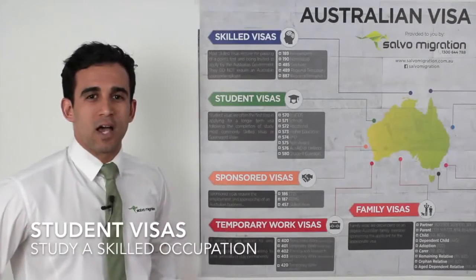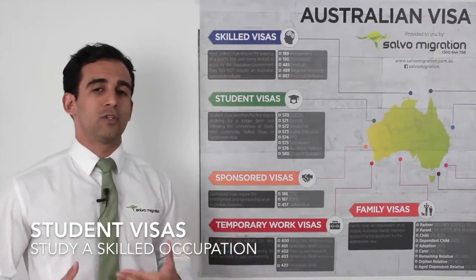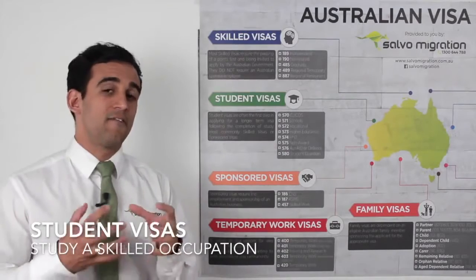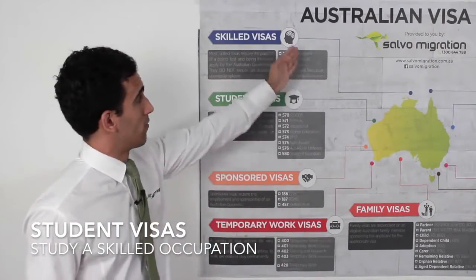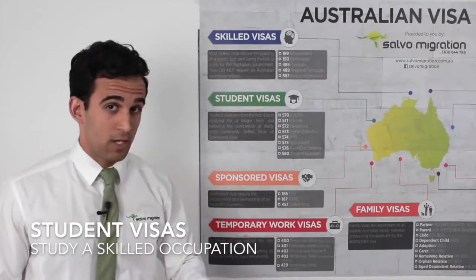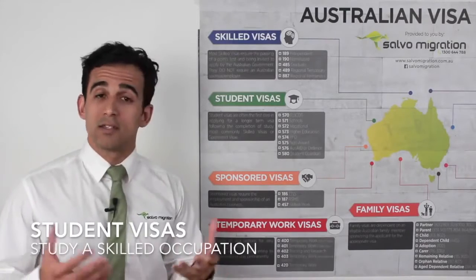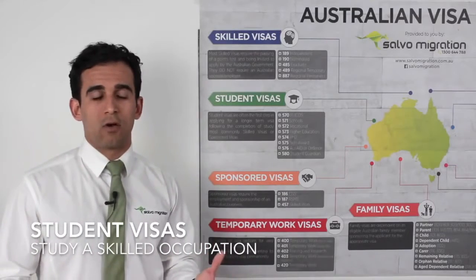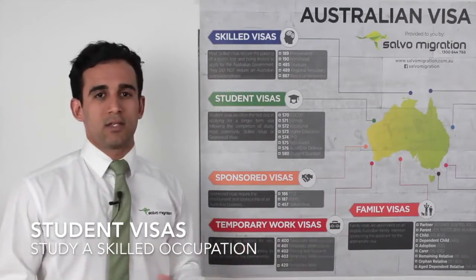The second stream of visas are student visas. Now commonly student visas are used as a vehicle in order to enter Australia, study a field or an occupation that is considered skilled, and then possibly looking to apply for a skilled visa once inside Australia. But essentially, student visas are for those that want to come to Australia, study something, enjoy the lifestyle, and then possibly extend their stay through one of the other visa streams after completing their studies.